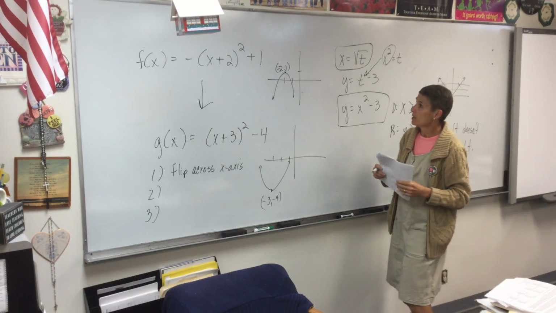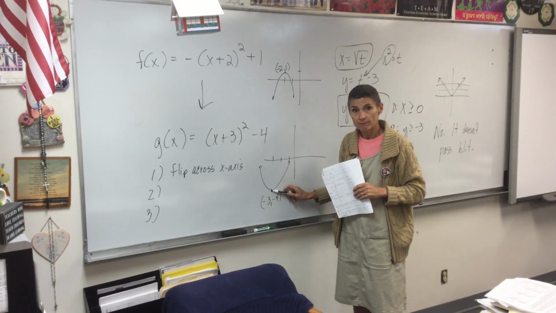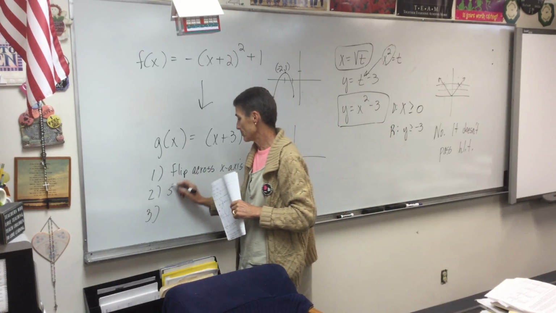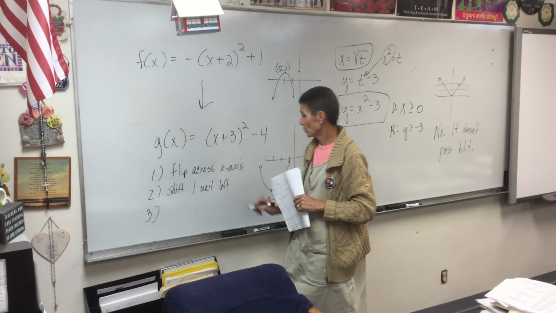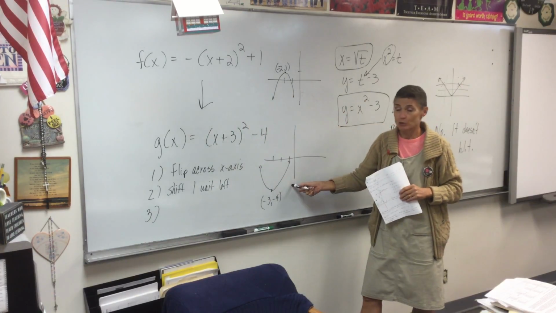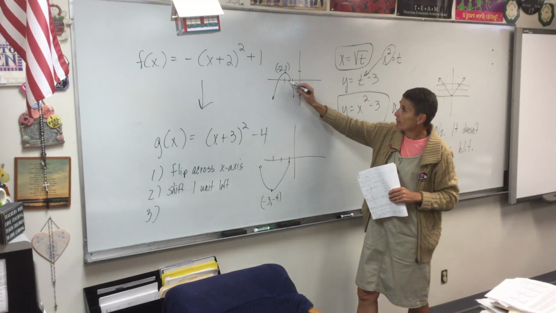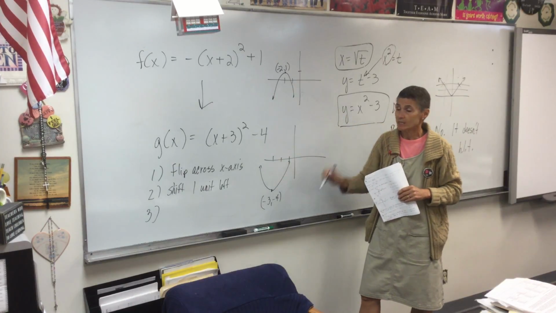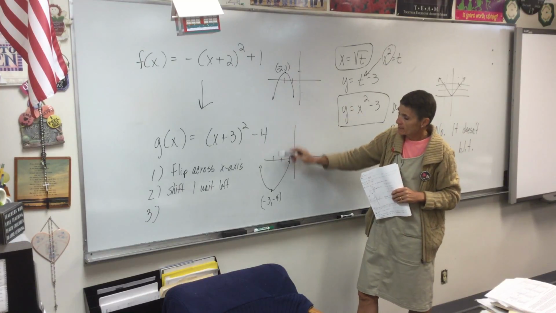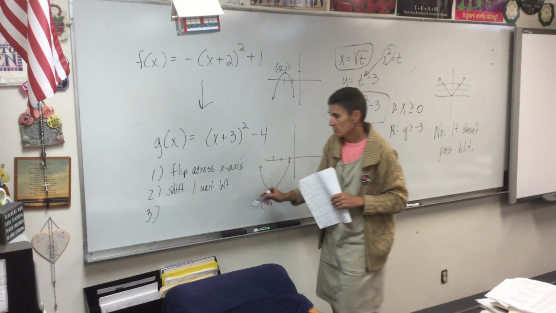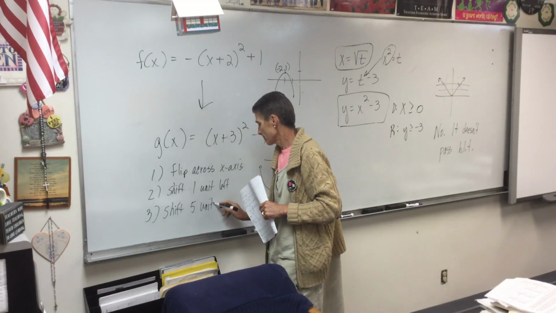What else needs to be done? Well, this one's vertexed at -2, this one's vertexed at -3, so we have to shift or move 1 unit left. We're talking about getting from here to here. So we flipped it, now it's going in the right direction. Now I'm shifting it from -2 to -3, so that's 1 unit to the left. And then I'm taking it from 1 to -4, so that would be shift or move 5 units down.